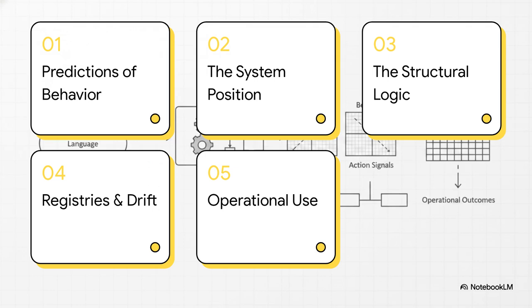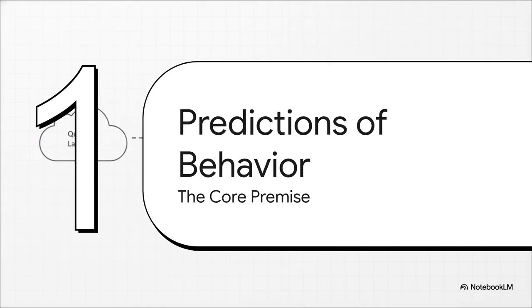Here's our roadmap for today. We'll be looking at predictions of behavior, the system position, the structural logic, registries and drift prevention, and finally, operational interpretation. Let's jump right into it. Starting off with Section 1, predictions of behavior, which is really the core premise of this entire engine.